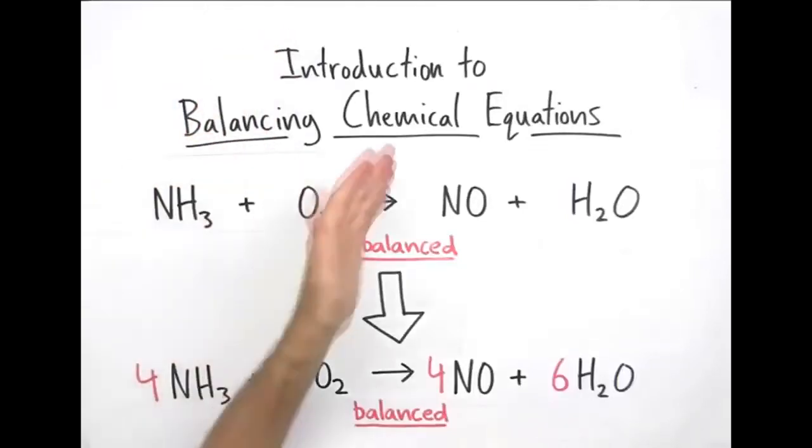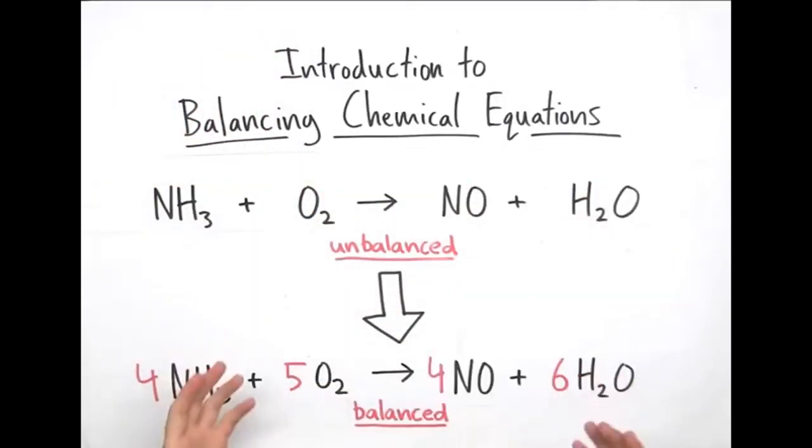This is an introduction to balancing chemical equations. We're going to talk about what it means for an equation to be unbalanced or balanced, and then we'll learn the process that you go through to balance a chemical equation. I want to start with a few examples that show the concepts behind balancing equations, so you can really understand what's going on when you work through these kind of problems.